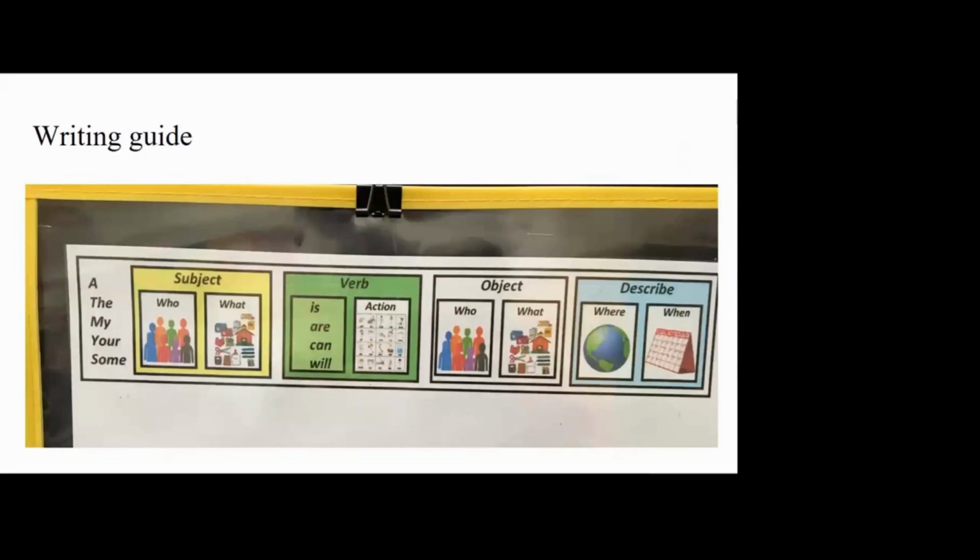This is a more complex map for writing, okay? And I'm going to show you a video now where you'll see that this child has this attached to the bottom of his device so that he has a cue for what kind of word might come next. Okay. So let's take a look. You guys let me know if you can hear it and see it.